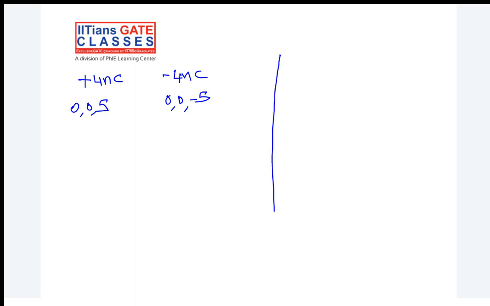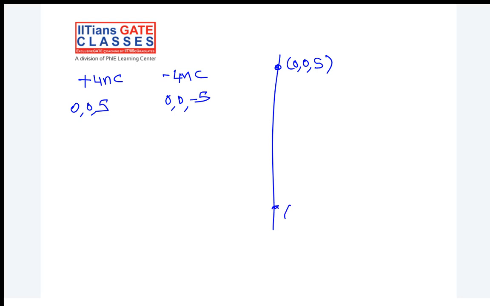So do I read the question? Yeah. Two point charges, plus 4 and minus 4 nanocoulomb, are located at (0, 0, 5) and (0, 0, minus 5) respectively in free space. Then the direction of electric field intensity at (0, minus 4, 0) will be in which direction?